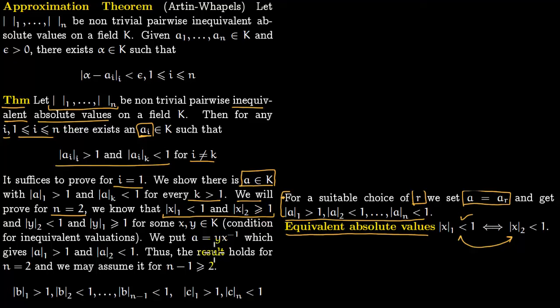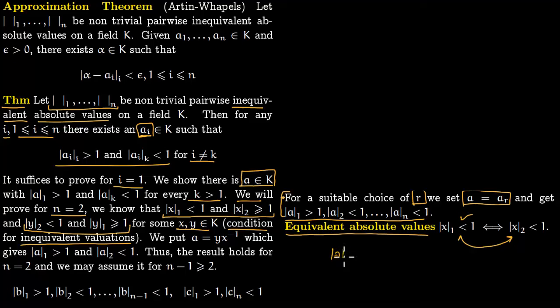So we have two inequivalent valuations, and then there is another element y for which again these two valuations are inequivalent. So here the first valuation of x is less than 1. Here the y's first valuation is greater or equal to 1. Here the second valuation is greater or equal to 1. Here the second valuation is less than 1. But they are inequivalent for some x, y and k, and this is what the inequivalent absolute value condition is. So now we put a equals y x minus 1.